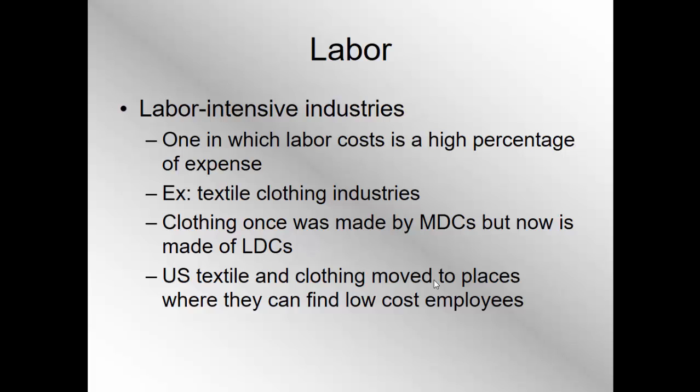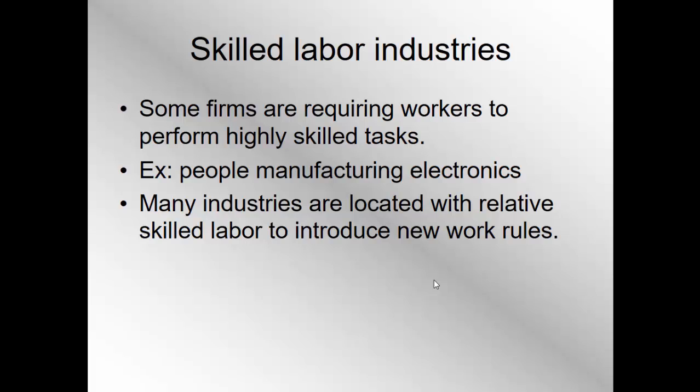Skilled labor industries: some firms require workers to perform highly skilled tasks. Electronics manufacturing, for instance, they have to locate close to relatively skilled labor forces. They oftentimes introduce new work rules to try to promote these types of workers to relocate to them, to take jobs with them. They offer awesome incentives. They give good wages. They give good benefits because they are dependent on skilled workers in order for their businesses to function. Types of production.